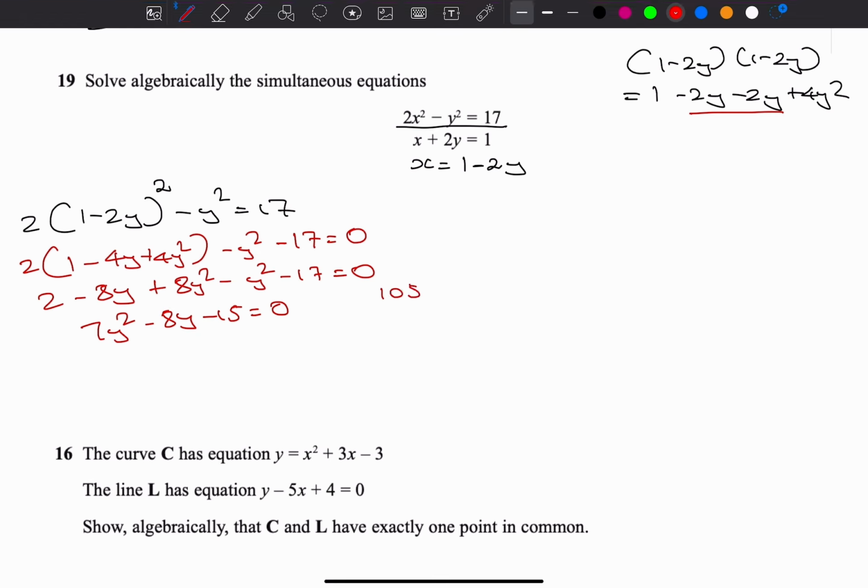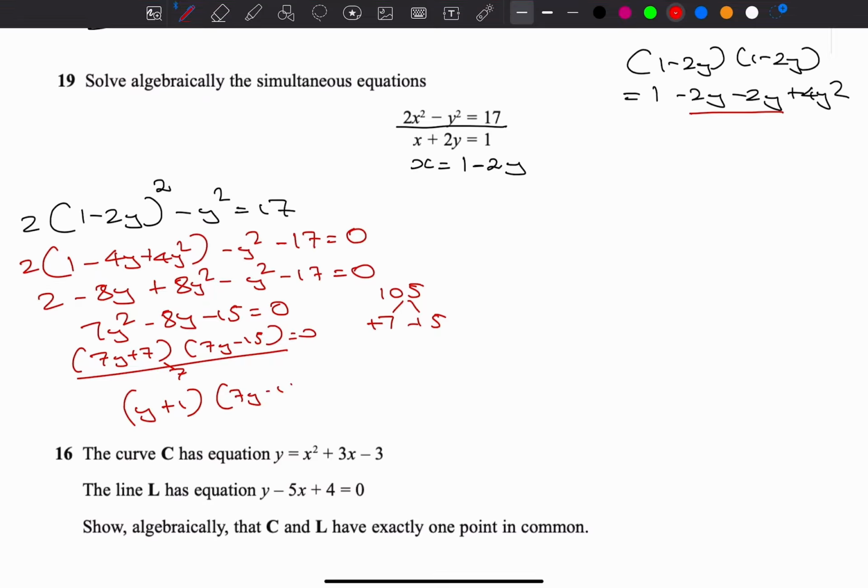Factors of 105 will also be 7 and 15. To make minus 8y plus 7y plus 7, 7y minus 15, divided by 7. So y plus 1 and 7y minus 15 equals 0. According to that, y equals what number? Minus 1, or y equals positive 15 over 7.